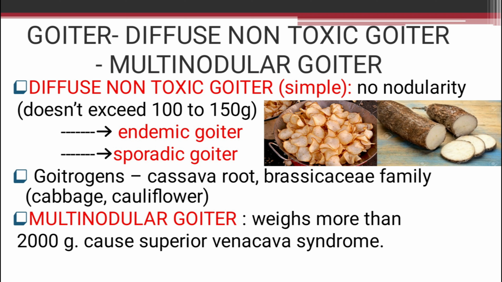Next is multinodular goiter. Here the gland is irregularly enlarged and the weight of the gland exceeds 2000 grams. The goiter may even grow behind the sternum and cause retrosternal goiter, and may even compress the larger blood vessels like the superior vena cava and may cause superior vena cava syndrome.